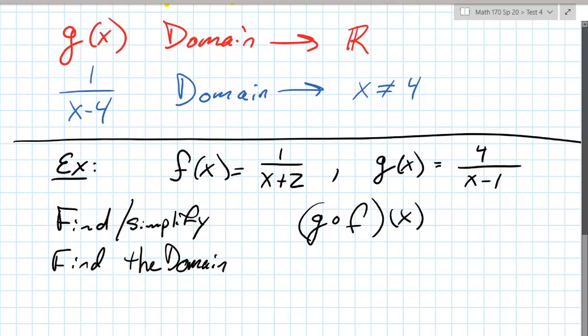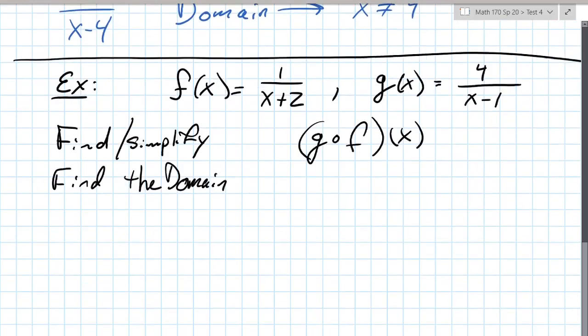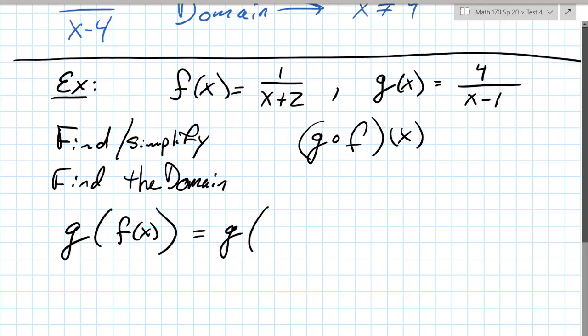Let's look at a little bit harder problem. Here we have f of x and g of x, both are rational functions, and we want to find and simplify g of f of x and then find its domain. So what does g of f of x mean? It means g of 1 over x plus 2. That's our f of x.